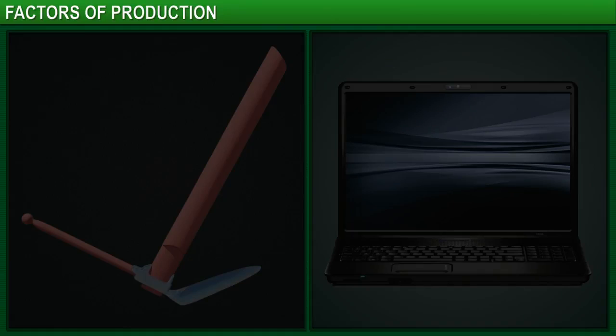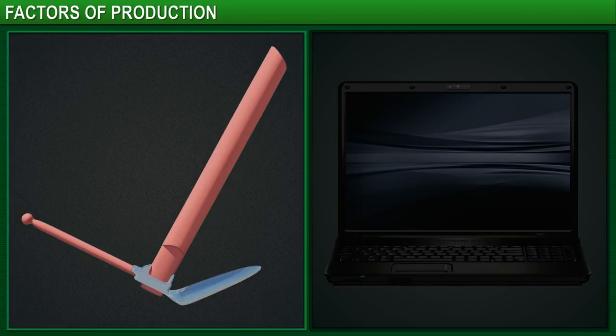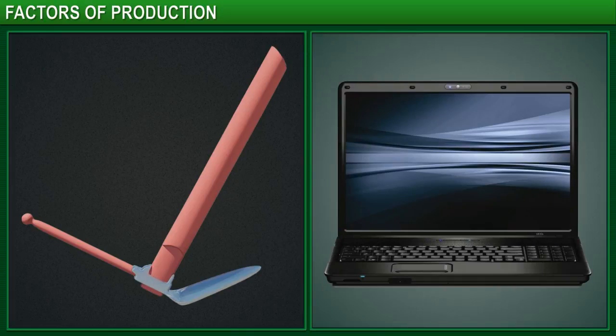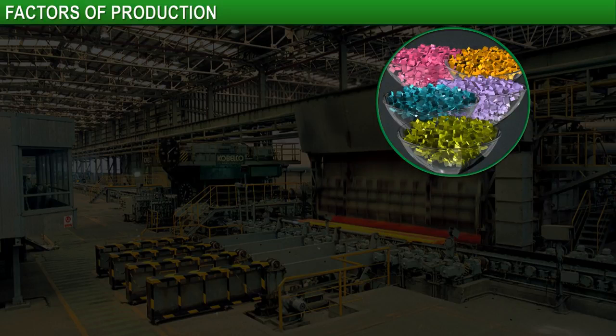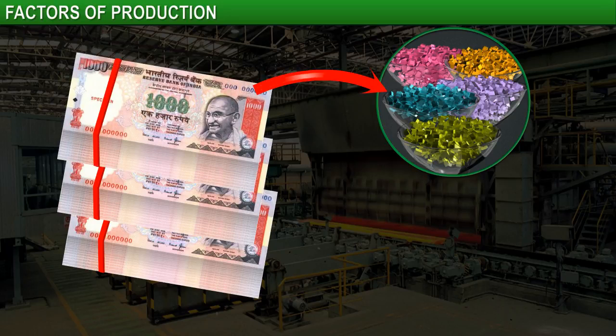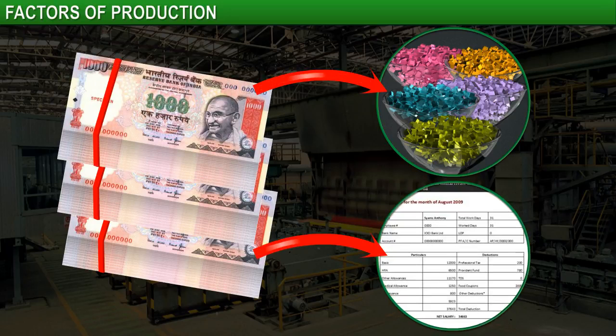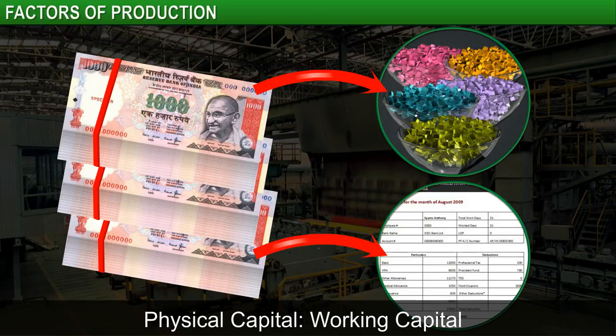Note that fixed capital can vary from a simple plow used by a farmer to a sophisticated laptop computer. Inputs like raw material and the money used for buying it, paying electricity bills and the wages of workers, etc., get used up in the production activity. These inputs are called working capital and are required every time the production activity takes place.